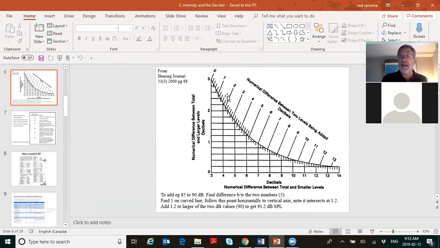And that's what it's showing you here. Okay? So if you're adding, let's say 80 and 90 together, say a 1,000 hertz tone at 80 dB SPL and a 2,000 hertz tone at 90 dB SPL. Okay, you put those two together. What's the difference between 80 and 90? 10. Follow 10 here. You'd be adding 0.4 decibels to the bigger value of 90. Because this is 0.2, 0.4. So 80 and 90 would be 90.4. Okay, and I think that's even what it said in your notes here.